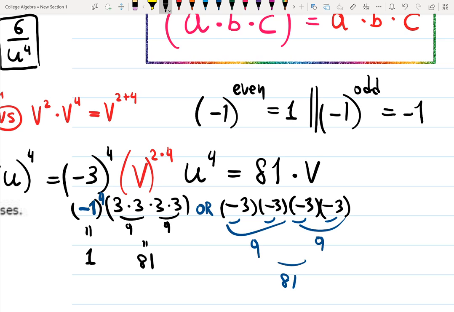81 times v, 2 times 4 is 8. And finally, u to the 4. That's the answer. Put it in the box.